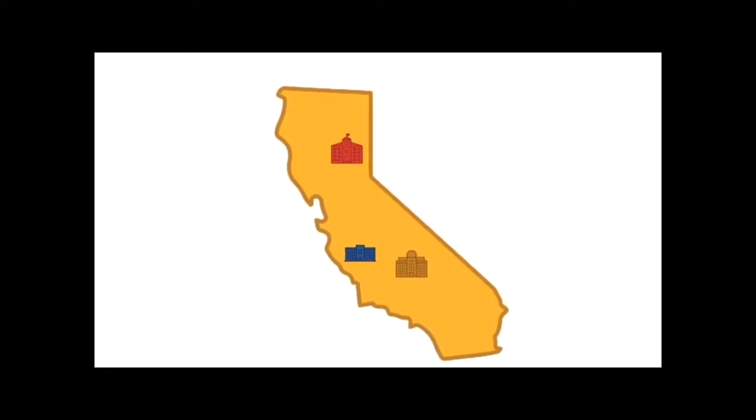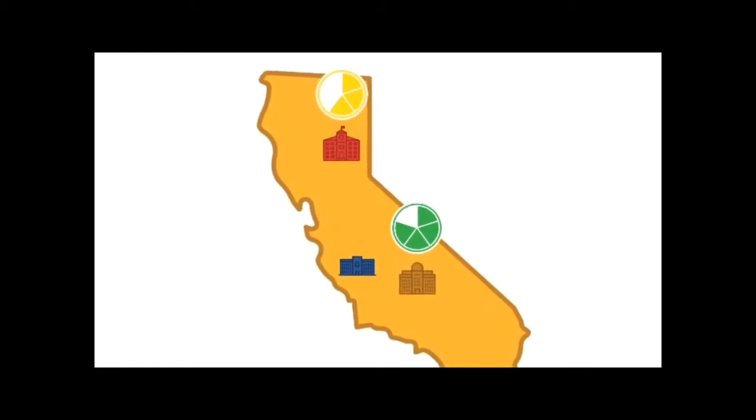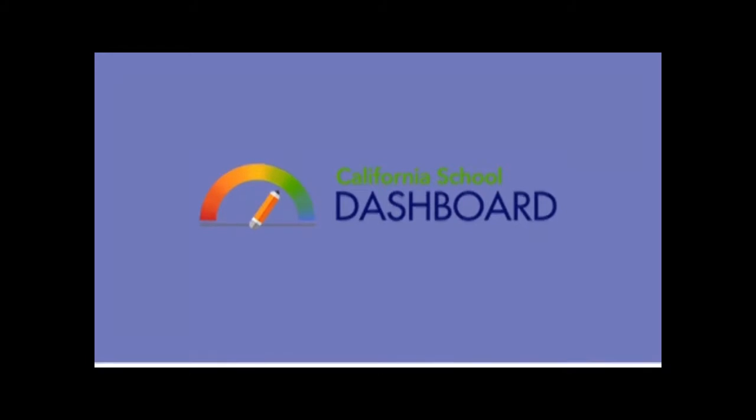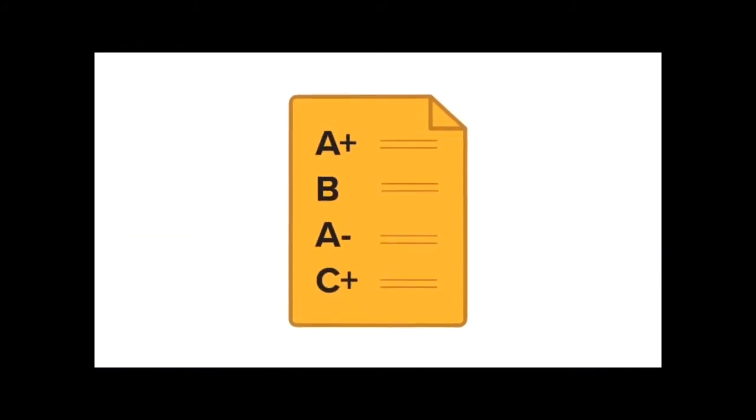As parents and educators, we want the best for our children, no matter what school district we live in. To achieve this goal, California has a new tool to help us understand how our schools and districts are performing across the state. It's called the California School Dashboard, and like a report card, it provides assessments on various priority areas for every school and district in California.